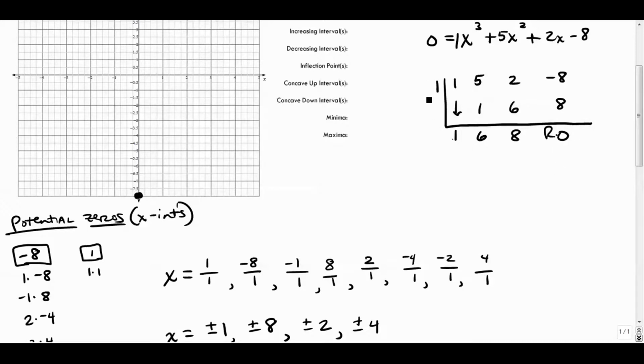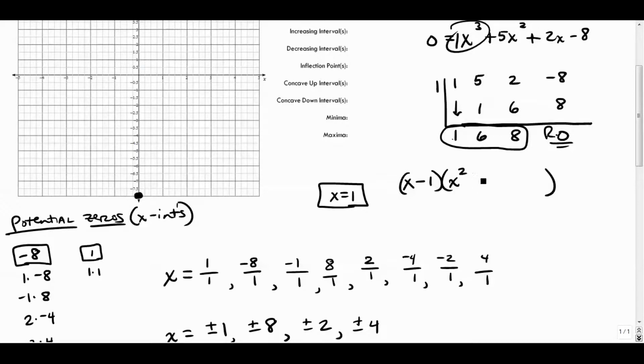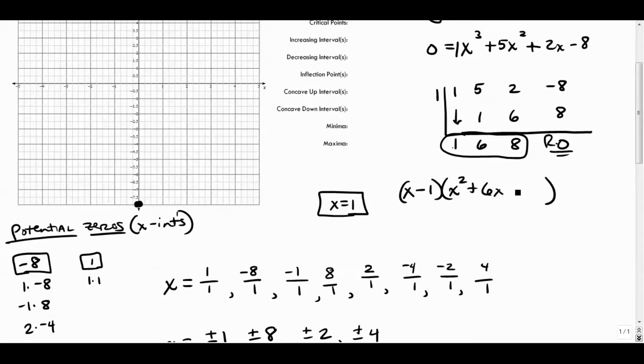That means that x equals 1 is a factor, or x equals 1 is a root of this function because it divides out evenly with a remainder of 0. So I'm going to rewrite it like this. If this is positive 1, my factor is negative 1. And it leaves me with this as a remainder. So it's 1x squared. If I started with a 3, I'd put a 2 there now, plus 6x plus 8.